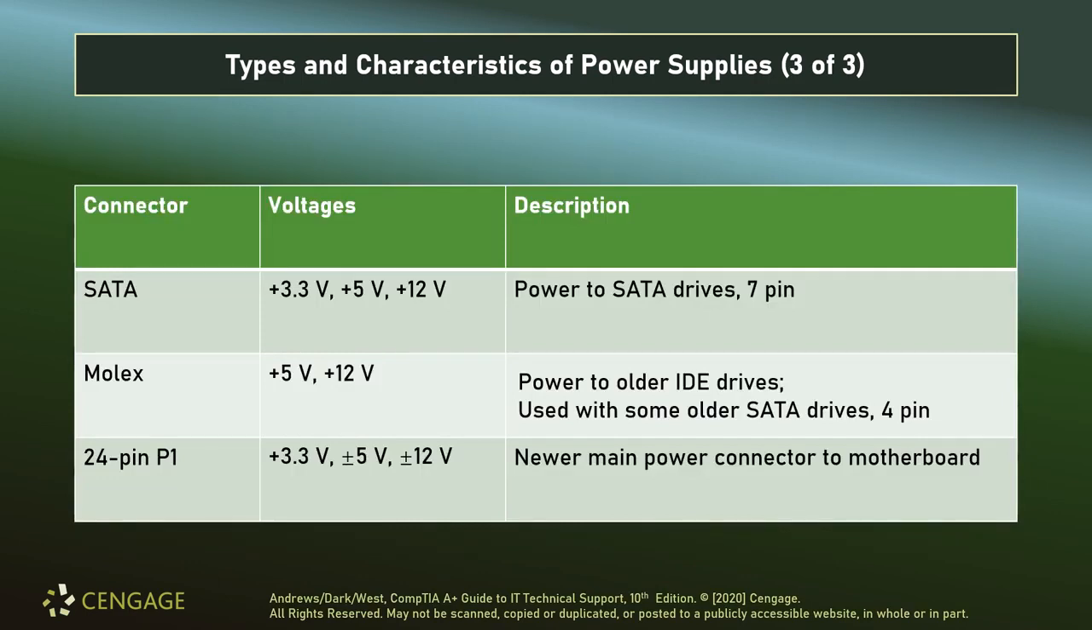So here we have a breakdown of what those different voltages go to. Your 5-volt tends to be used for just about everything, as does the 12. The SATA connector and the 24-pin P1 tend to be where you see your 3.3. Now your 24-pin P1 is your primary connector to the motherboard. Molex is an older power connector for some SATA drives as well as all of your older IDEs. And then SATA has its own power connector that goes to the various drives as well.